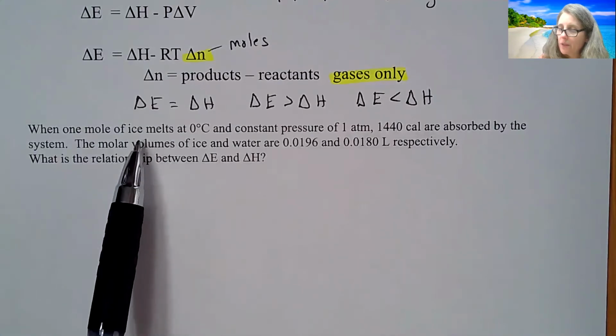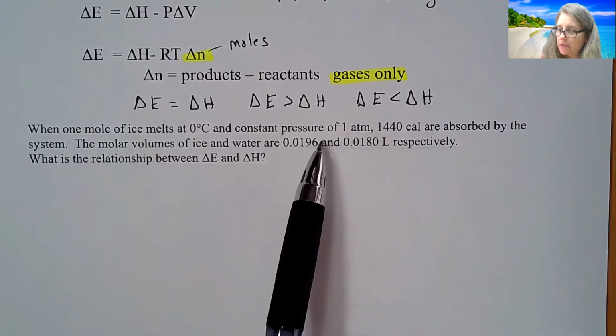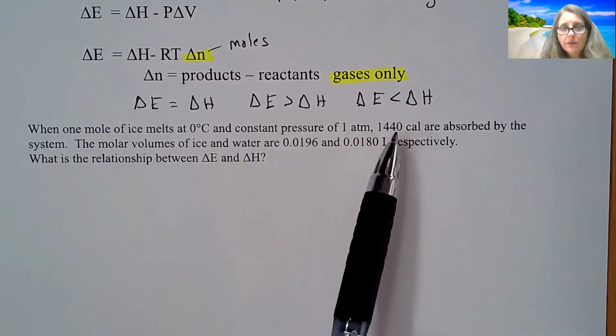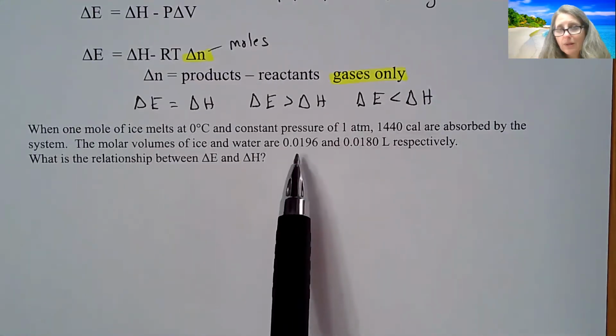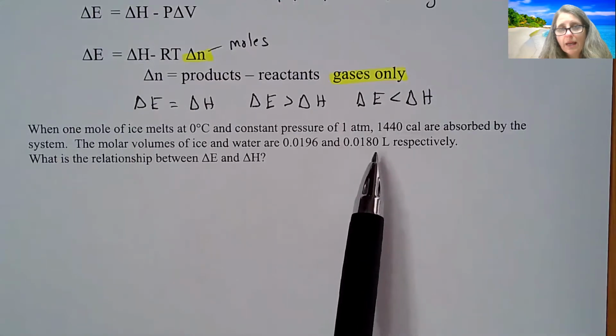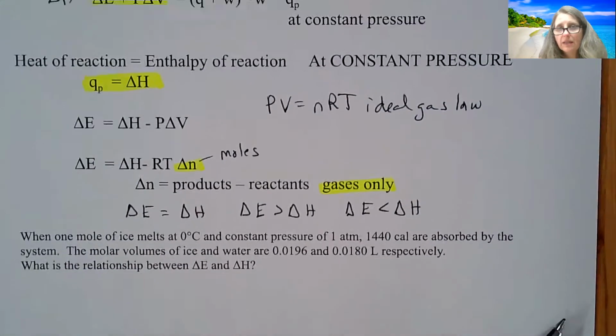So if I have a mole of ice melting at 0 degrees Celsius at a constant pressure of 1 atmosphere, 1440 calories are absorbed by the system. Molar volumes are 0.0196 and 0.018 liters respectively.